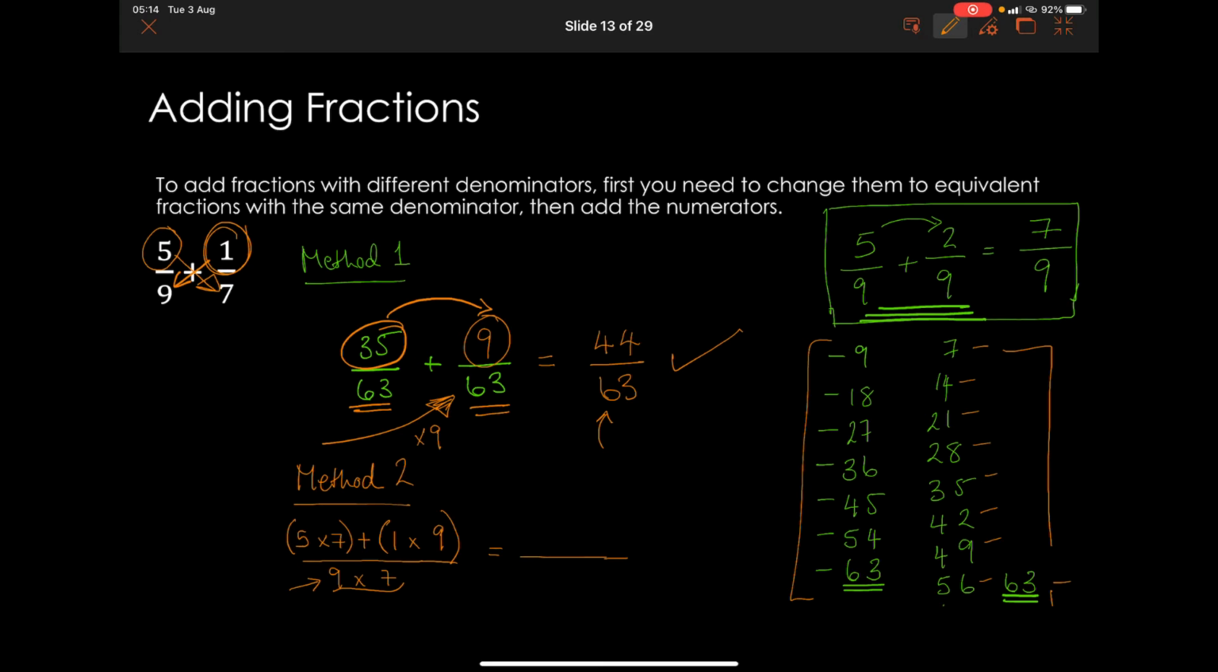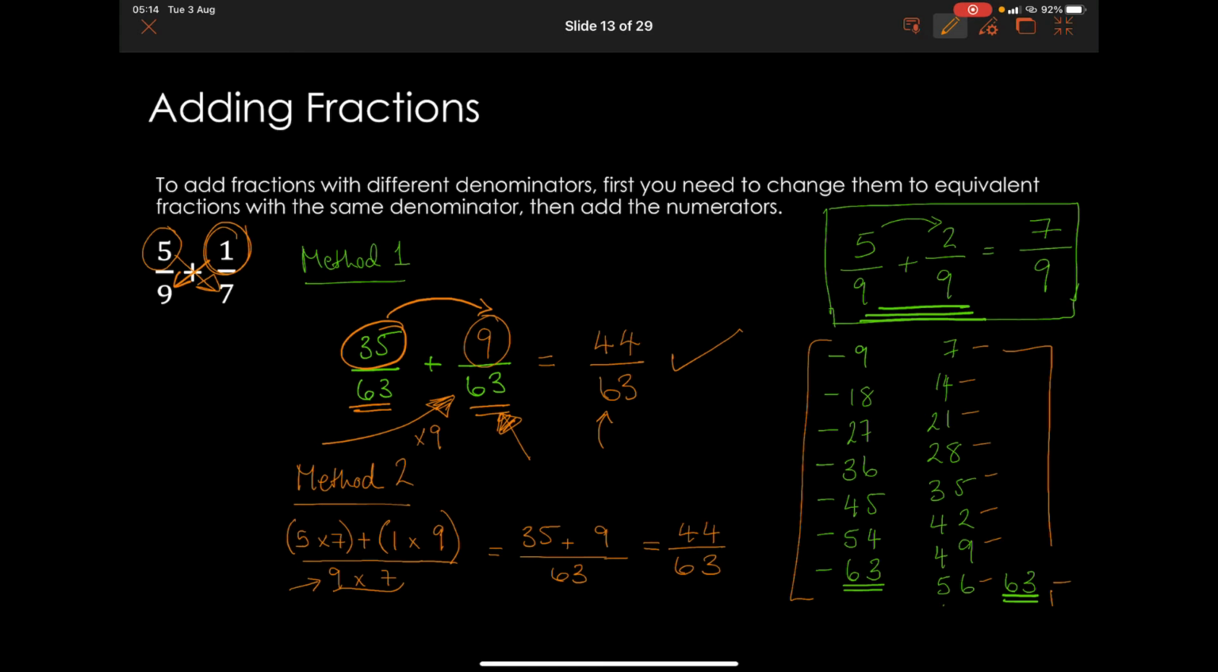So 9 times 7 on the bottom gives us 63, which is what we needed. And then on the top, I've got 5 times 7, which is 35, and 1 times 9, which is 9. And can you see now it's giving us this same thing, except we've just got 63 on the bottom once. We then do 35 plus 9, which is 44, and write it over 63.